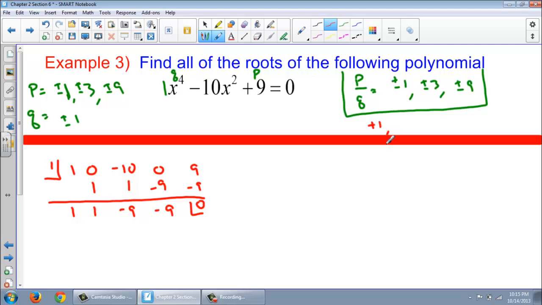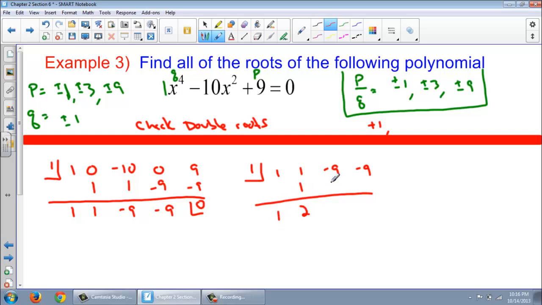Now, you always have to check and make sure that 1 is not a double root. So you have to try 1 again with our new coefficients: 1, 1, -9, -9. Bring down the 1, multiply, add, 1 plus 1 is 2, 2 plus -9 is -7, and -9 plus -7 is -16. So is 1 a double root? No, it's not. Okay, so we're going to try to find another one.